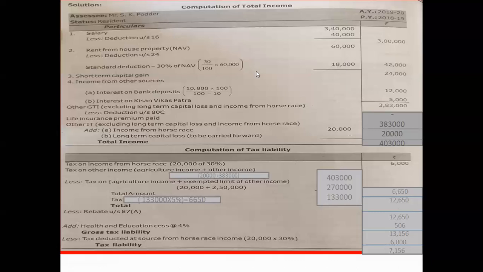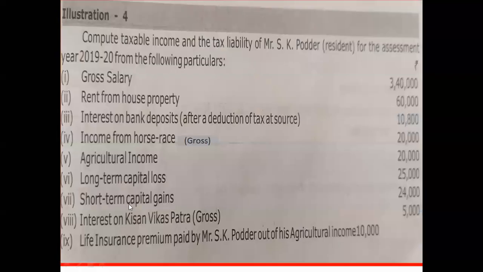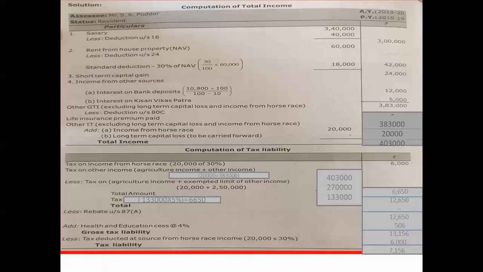Next, they have given the income called short-term capital gains, but we are not taking the long-term capital loss because it is a loss. It should be adjusted or it can be carried forward. So there is no long-term capital gain, we are just carrying forward the loss. The short-term capital gain is not liable for security transaction tax, so we are just taking it to the calculation of gross total income, that is 24,000.